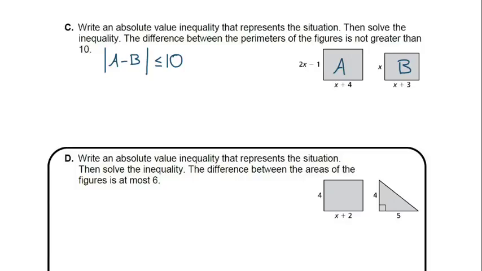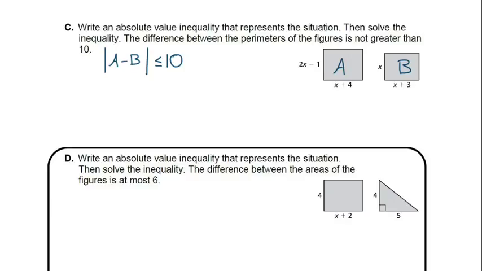We don't care if that answer is negative or positive. We just want it to be within 10 units of each other. Okay? So now all I've got to do is plug in the perimeter of A and the perimeter of B and solve for x. Okay?